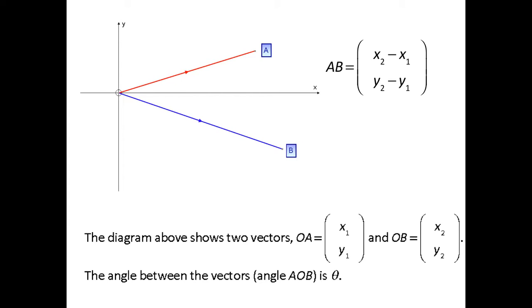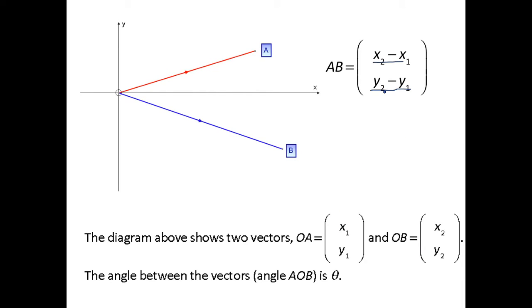So I've got two vectors. I've got OA and OB, and OA is given as x1, y1, so I've got components there, and B has got x2, y2. And I've also now worked out the A to B. Now A to B is B minus A, so it's x2 minus x1, that's where I've got this from, and y2 minus y1, which is where I've got this one from. So now I've got all three vectors.